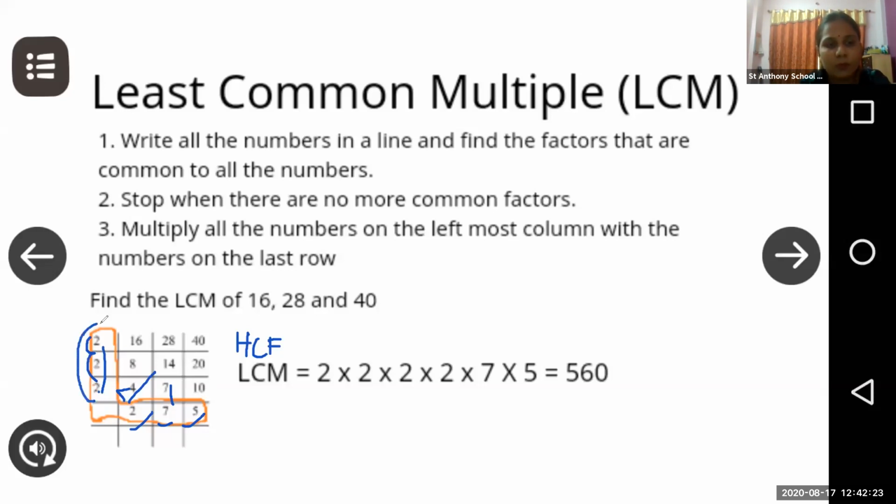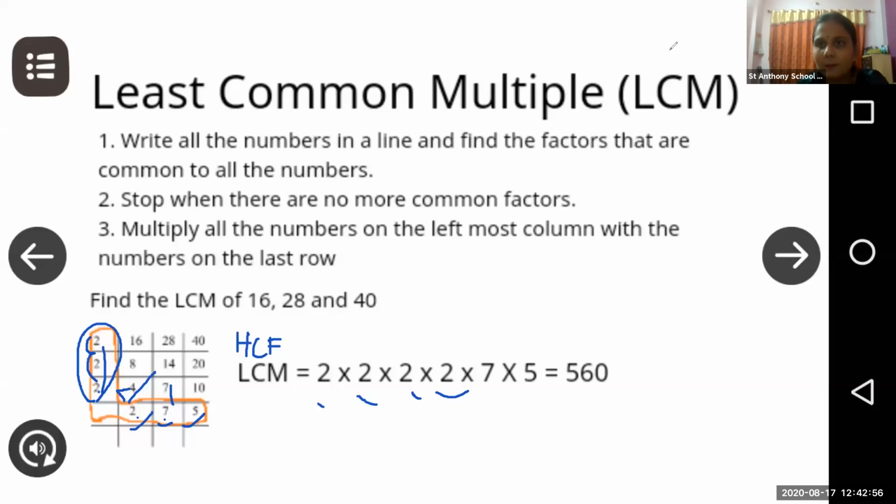But if we have to find out the LCM, then I will multiply 2 into 2 into 2 into this 2 into this 7 into this 5. We have to take all the numbers. Okay, so 2 multiplied by 2, 2 2s are 4, 4 2s are 8, 8 2s are 16, 16 7s are 16 into 7.